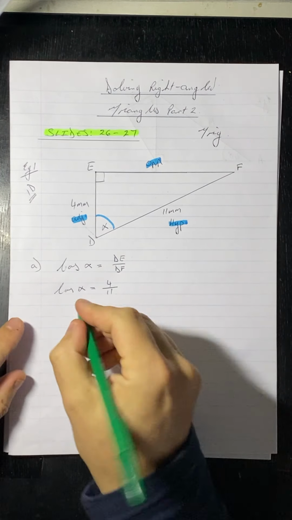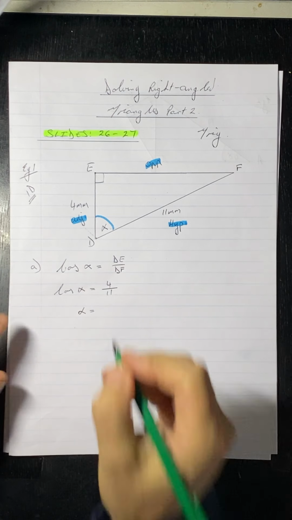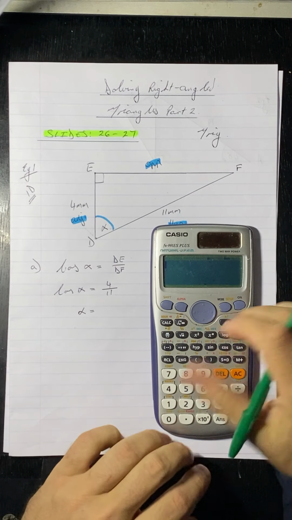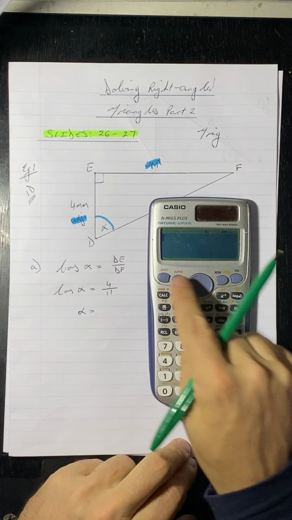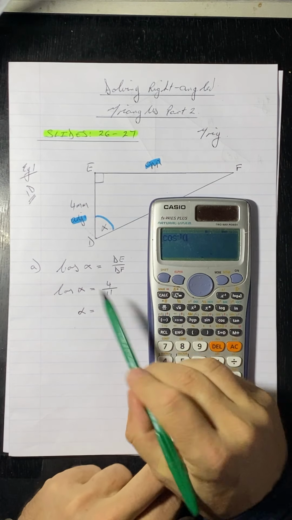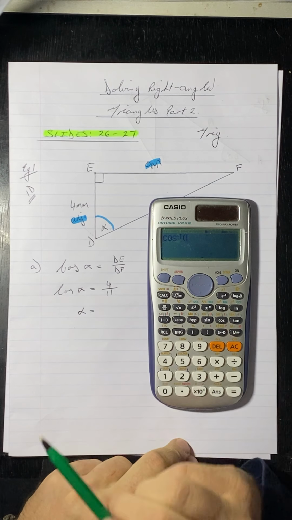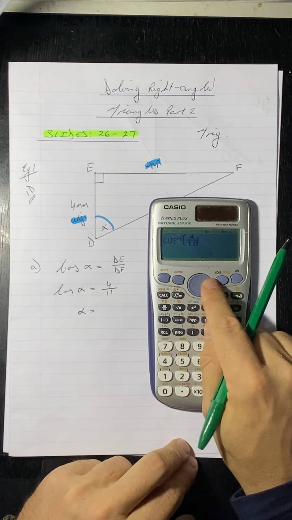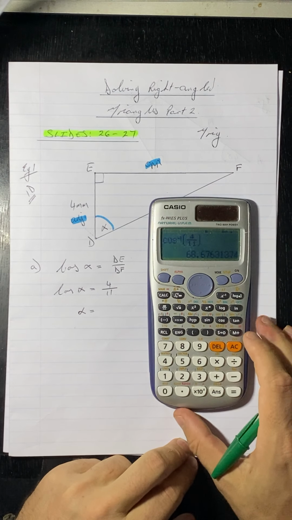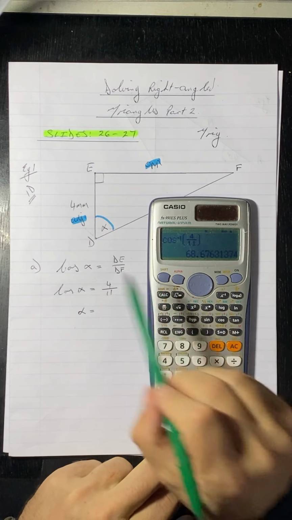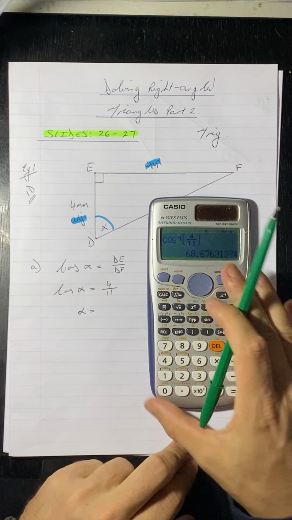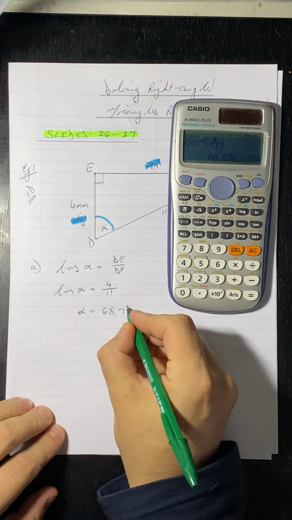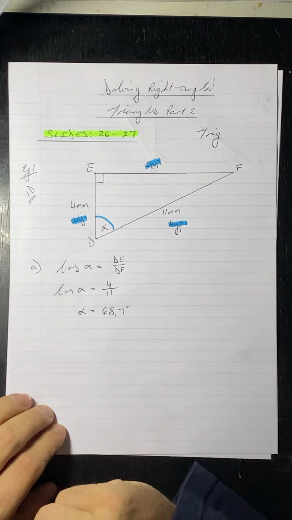Now you remember, how do we find an angle? We take our calculator, make sure that it's in degree mode, and we go shift cos to find the angle, to get rid of that cos there. And it is 4 over 11, close our bracket, and we get to 1 decimal place 68.7. 68.7 degrees. Okay, so that wasn't too bad.